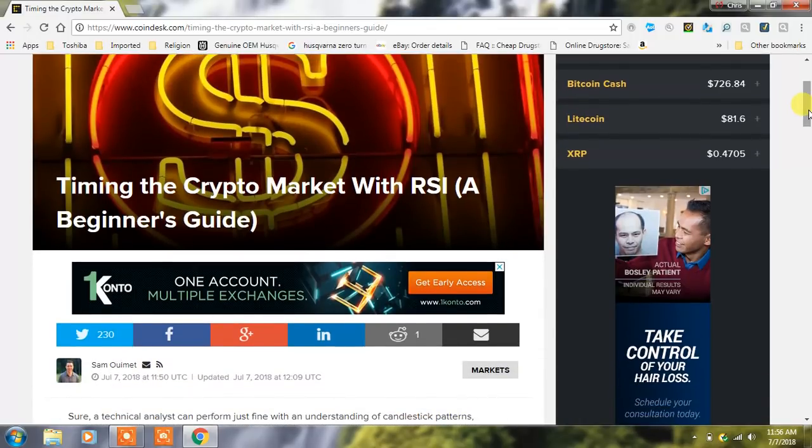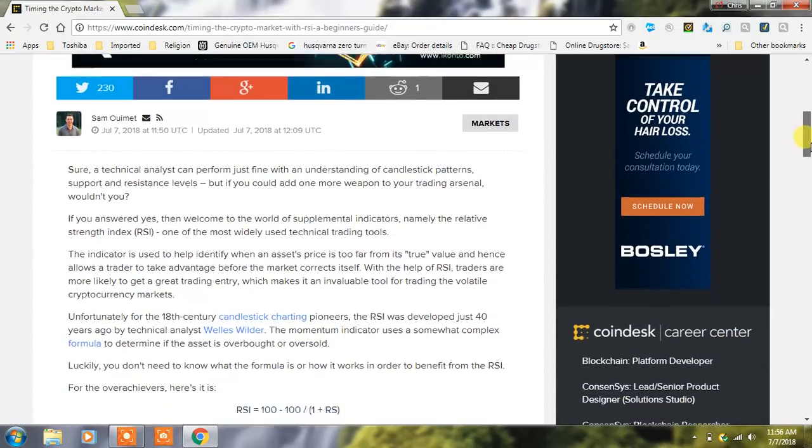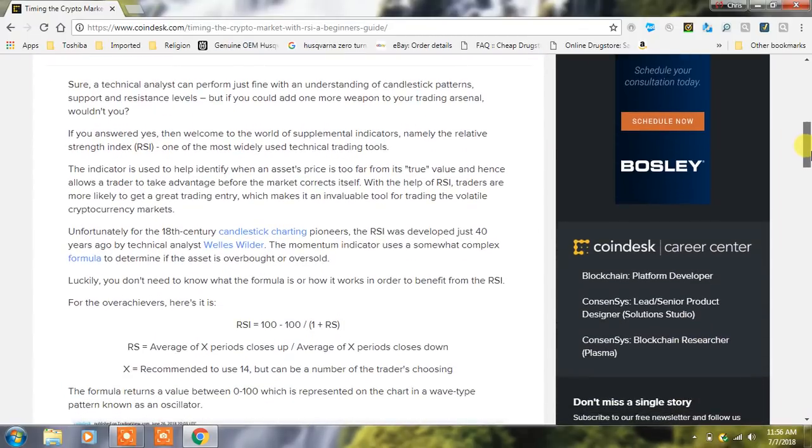So this says Timing the Crypto Market with RSI, Beginner's Guide. And we're just going to go through a few things here. It's by Sam Almit. So guys, the RSI in my opinion is one of the top 3 best indicators out there. It's amazing, being able to see these overbought and oversold conditions and seeing when to get in and play a bounce. The RSI is huge for that.